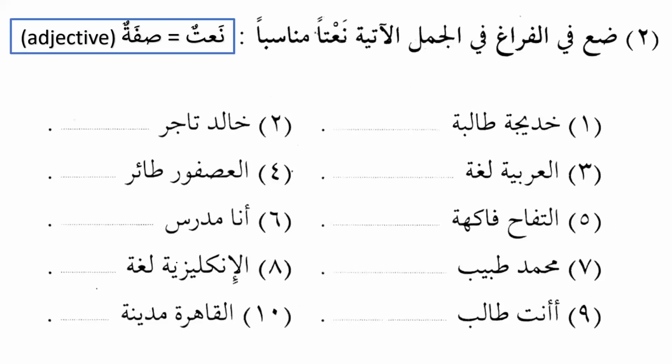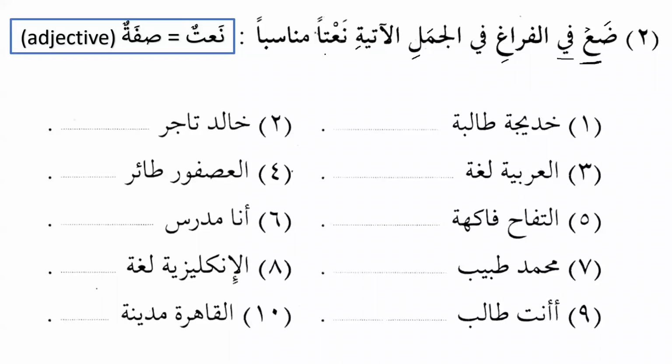Okay, excellent. So exercise number 1 is finished. Now we move on to exercise number 2. Da' means put, and this is fi'l al-amr. This is a command, and the ending is sakin. Whenever we make a command, the ending of the verb is always sakin. Da' fil faraghi. What will be the ending of faragh? It will be majroor because of fi. Fil faraghi fil jumalil atiyati.